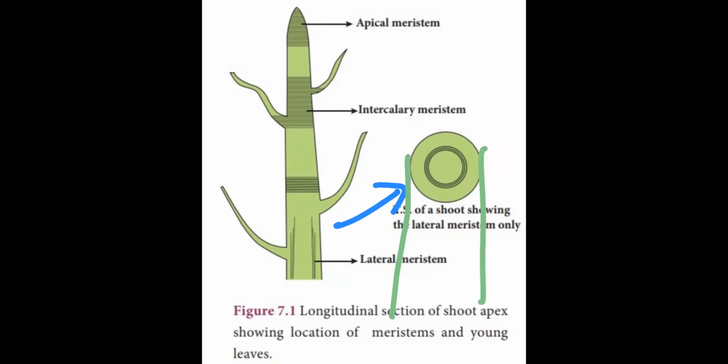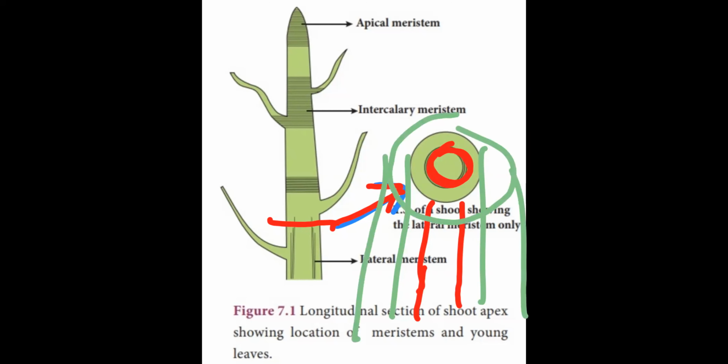Ye stem aisa hai, yahan se cut kiya agar kisi ne, if you take a section of this part, it will look like this. And there you can see this tissue. This is the tissue arranged in a lateral position, circularly arranged in the organ, laterally arranged, so it is called lateral meristem in terms of position. Functionally, what does it do? It increases the girth of the stem. It will keep increasing the girth.